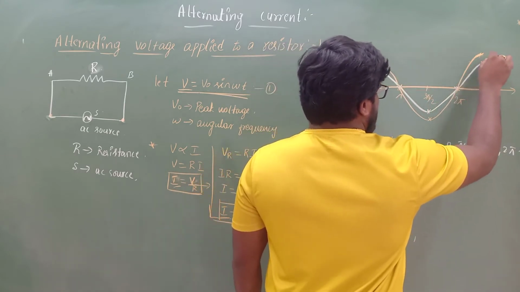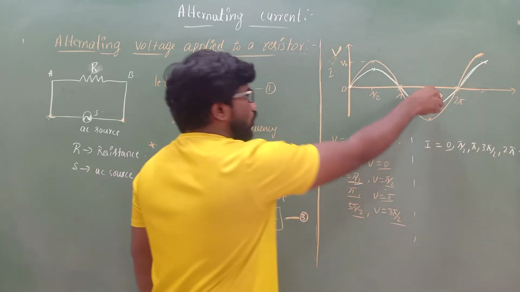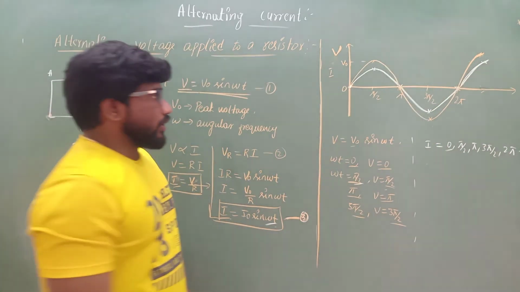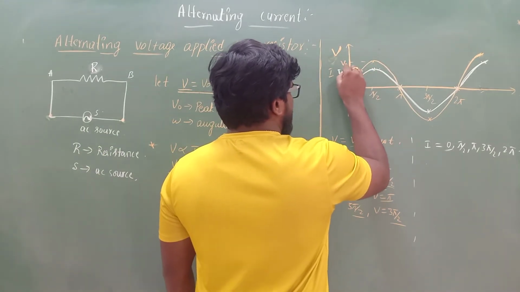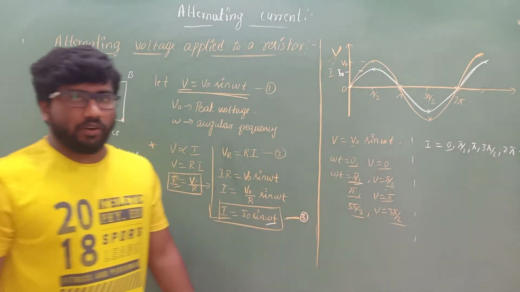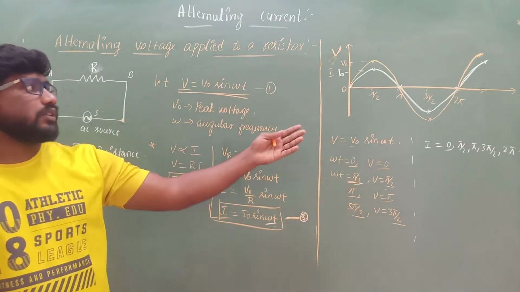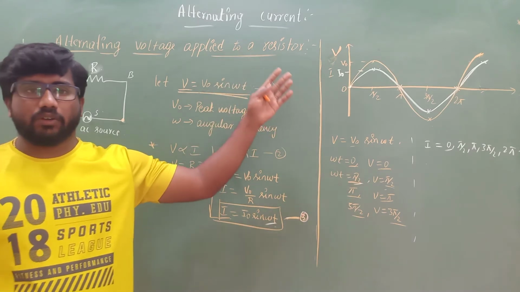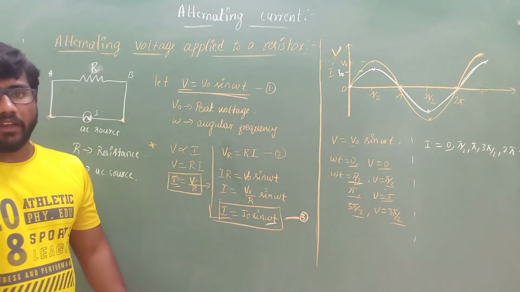Why is it this graph, sir? Why does it come below the voltage curve? Here, what we took, this is I naught, that is I maximum. So I will be the value of current here and V naught will be the value of voltage. The maximum value of voltage will be taken as V naught and the maximum or peak value of current will be taken as I naught.